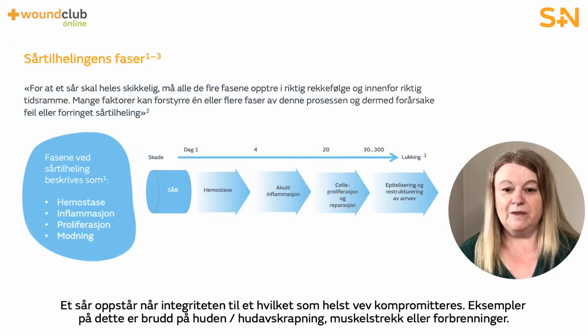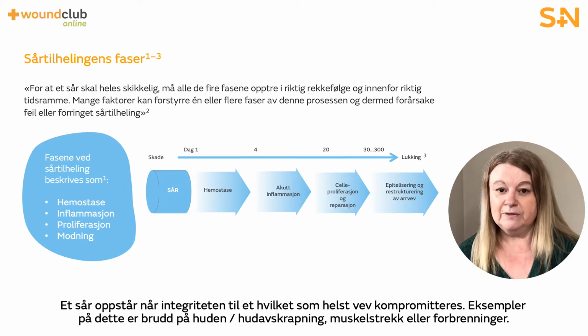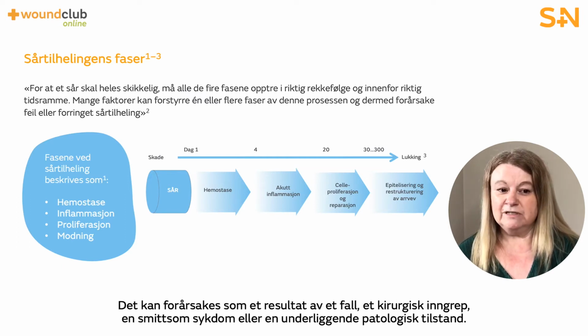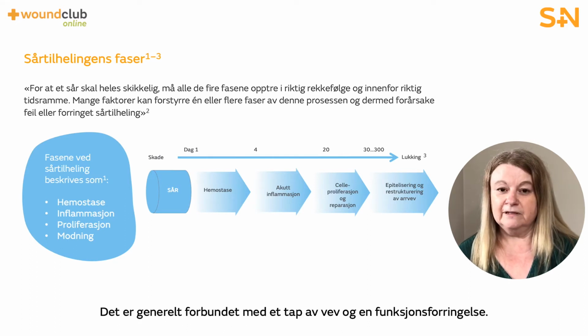A wound occurs when the integrity of any tissue is compromised. Examples of these are skin breaks, muscle tears, or burns. It may be caused as a result of a fall, a surgical procedure, an infectious disease, or an underlying pathological condition. It is generally associated with a loss of tissue and an impairment of function.